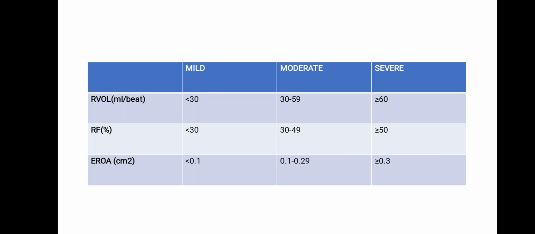Regurgitant fraction is less than 30 in mild, and 30 to 49 in moderate. Severe is greater than or equal to 50. EROA is less than 0.1 in mild, moderate 0.1 to 0.29, severe greater than 0.3.